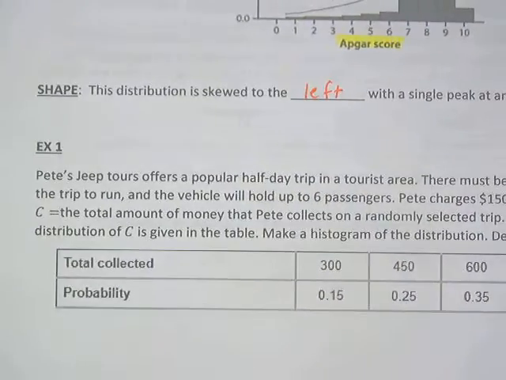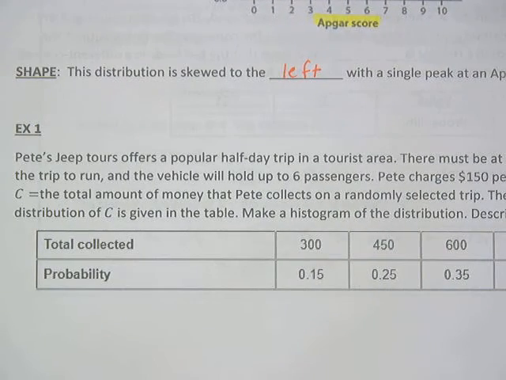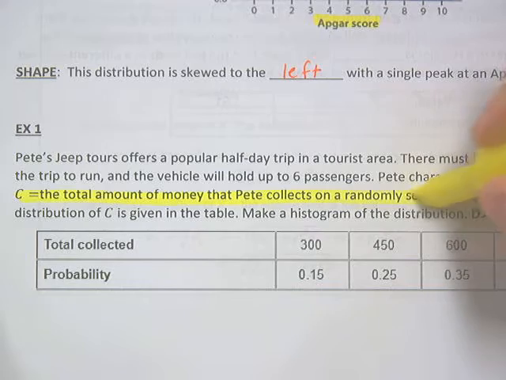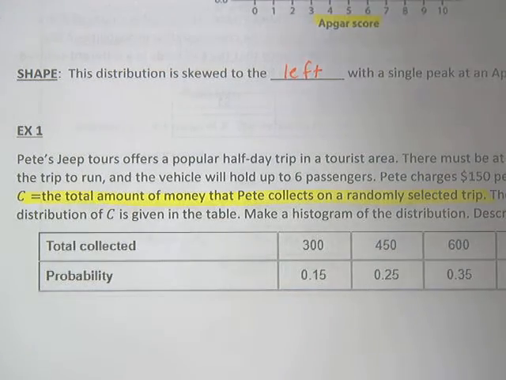Down here at the bottom of the page on this example, we're going to draw a histogram to go with this probability distribution. But let's quickly read what this problem is about. Pete's Jeep Tours offers a popular half-day trip. There have to be at least 2 passengers to go on the trip. The vehicle will hold up to 6. So this guy can take 2 to 6 people on his Jeep. He charges $150 a passenger. Let C be the total amount of money that Pete collects on a randomly selected trip. The probability distribution is given. Make a histogram and describe the shape.